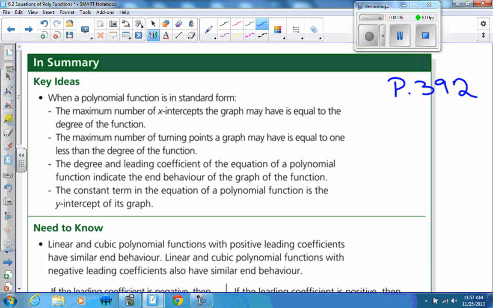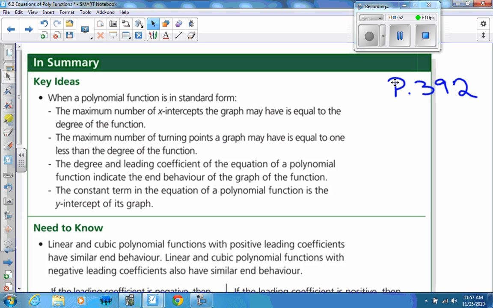So key ideas and the need to know need to go in your learning journal. Again, it's a lot of work. I know you could just photocopy the page if you wanted to, but I think writing it retains it to your memory. So when a polynomial function is in standard form, there's a few points that you need to know about that.